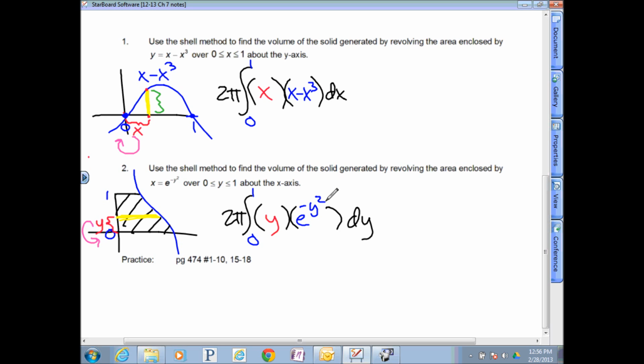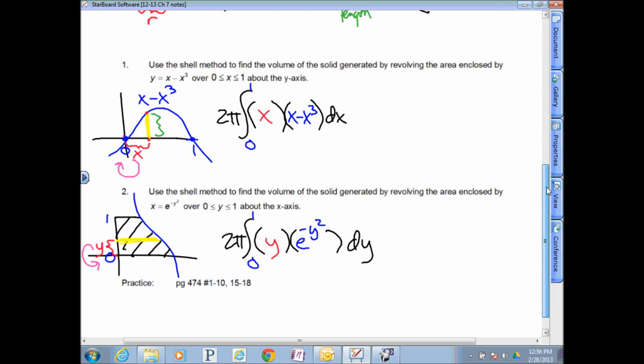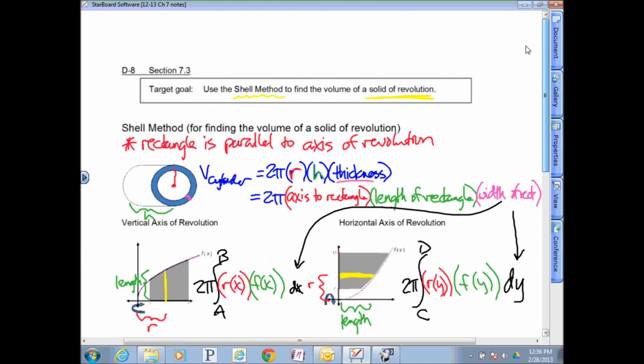If you plug either of those 2 integrals into your calculator, you're going to end up finding the volume of your solid of revolution. So that one is kind of your third of the triumvirate of being able to find volumes of solids of revolution.